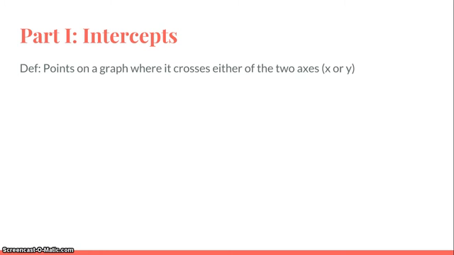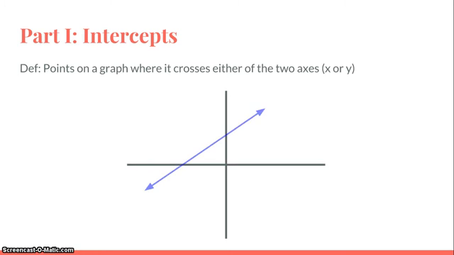Okay, it looks a little something like this. So there is our axis and our graph, and the intercepts, excuse me, are these 2 points right there. So you'll see it's the y-intercept here, where the graph crosses the y-axis, and the x-intercept here, where the graph crosses the x-axis. Those are our intercepts.